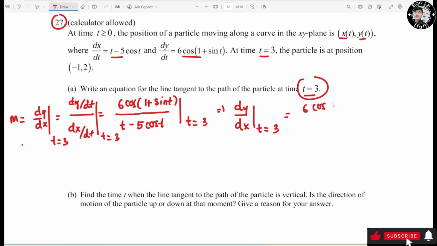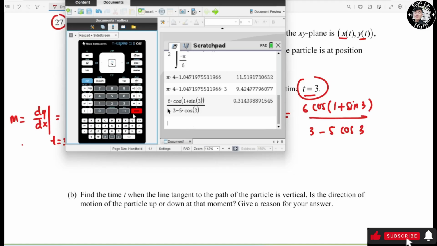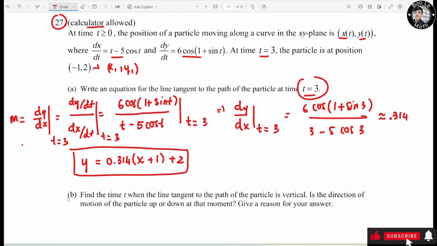6 cosine of 1 plus sine 3, over 3 minus 5 cosine 3, right? Press Ctrl Enter. It's going to be 0.314. This guy is x1, y1, right? So the equation of the tangent line is y equals the slope, 0.314, times x minus x1, which means negative 1 right here. So it should be plus 1, right? Plus 2.